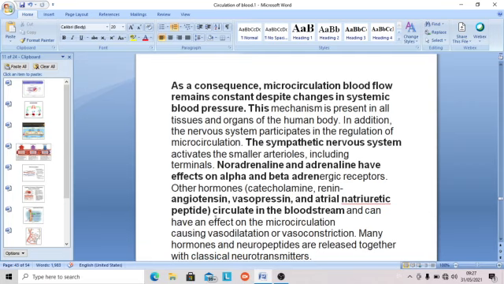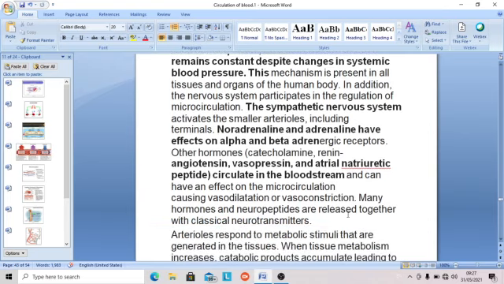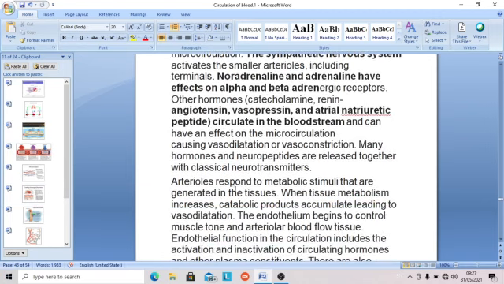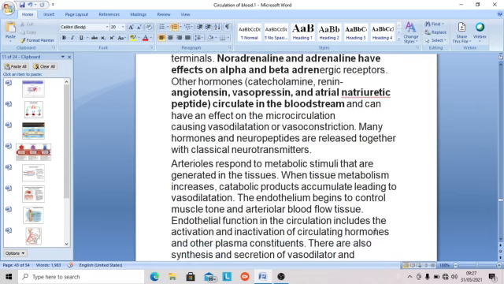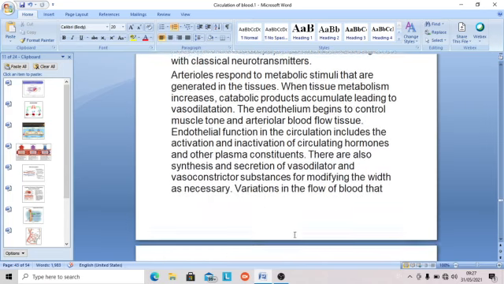Atrial natriuretic peptide circulates in the bloodstream and then has an effect on the microcirculation, causing vasodilatation or vasoconstriction. Some of the hormones and neuropeptides act like classical neurotransmitters. Arterioles respond to metabolic stimuli that are generated in tissues. When tissue metabolism increases, catabolic products accumulate, leading to vasodilatation. So more blood is supplied and metabolites are washed away. The endothelium begins to control the muscle tone of the arterial blood flow to the tissue. Endothelial functions in the circulation include the activation and inactivation of circulatory hormones and other plasma constituents.